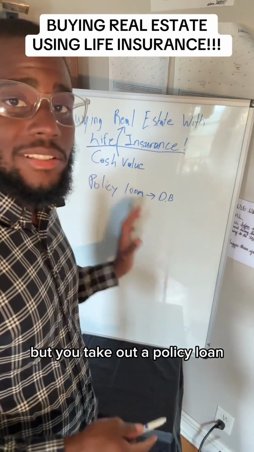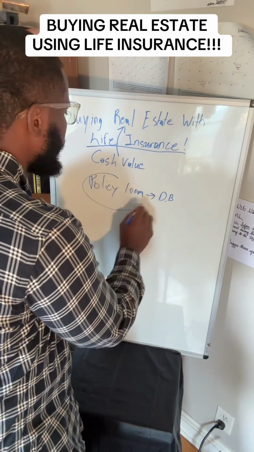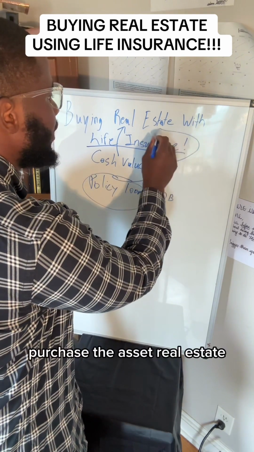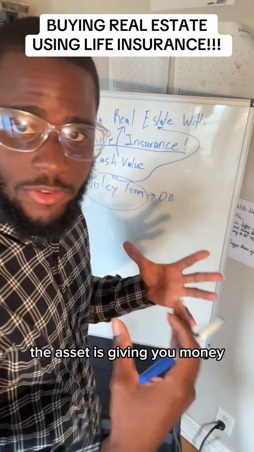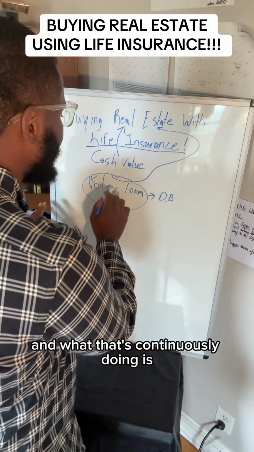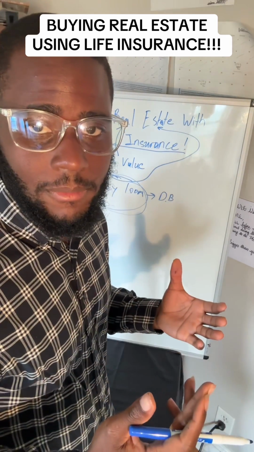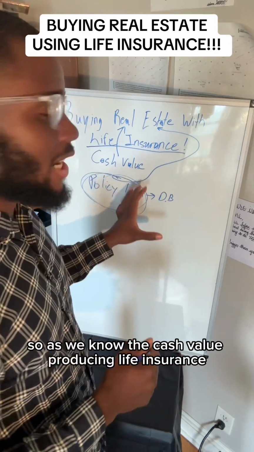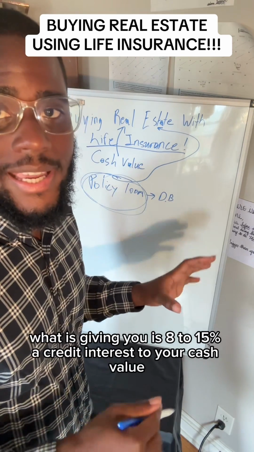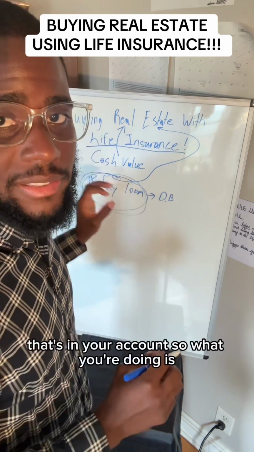You take the money out and purchase the asset, real estate. The asset is giving you money. You put that back into the policy, and that continues the compounding interest. As we know, cash value producing life insurance gives you 8 to 15% credited interest on the cash value in your account.